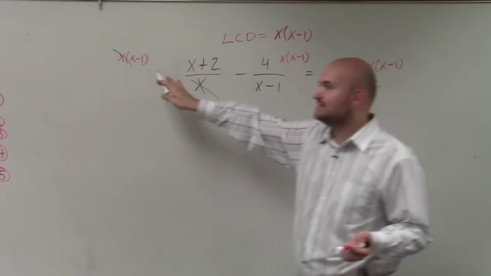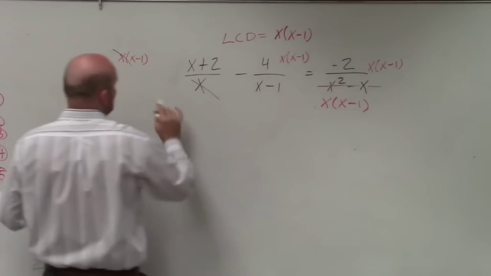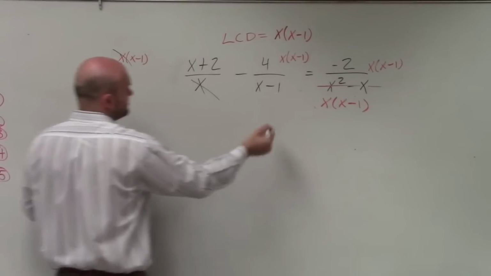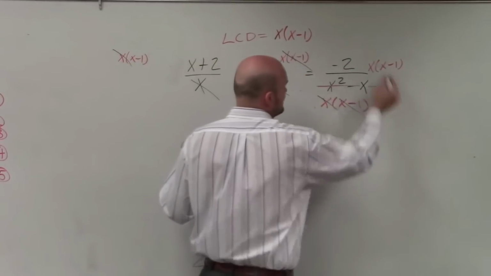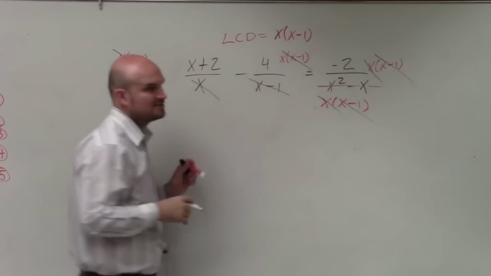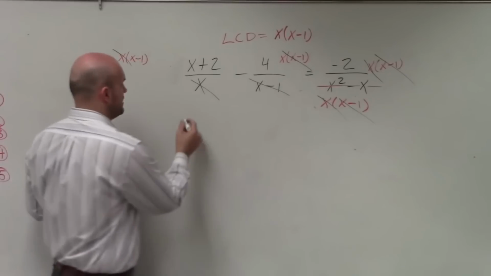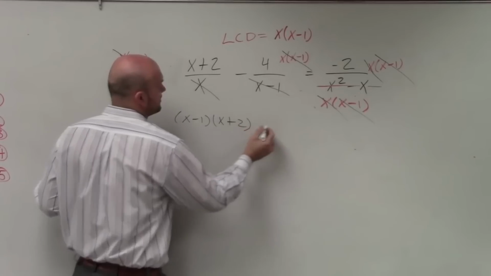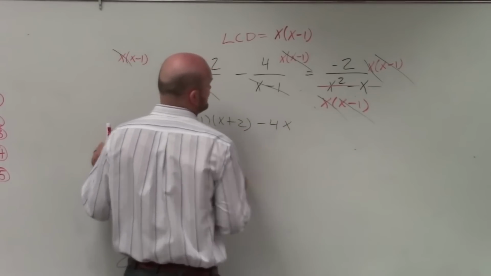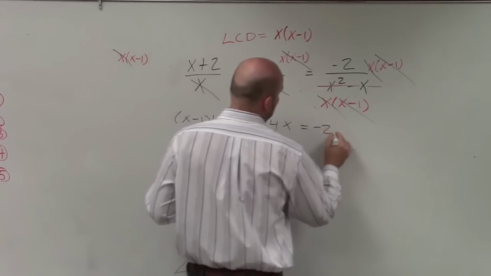So if I multiply everything times x times x minus 1, my x's divide out. Here, my x minus 1's divide out. And here, my x's and the x minus 1's divide out to 1. So therefore, now I'm left with x minus 1 times x plus 2 minus 4 times x equals negative 2.